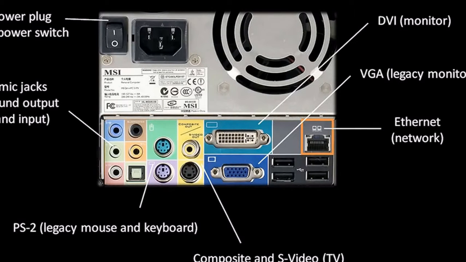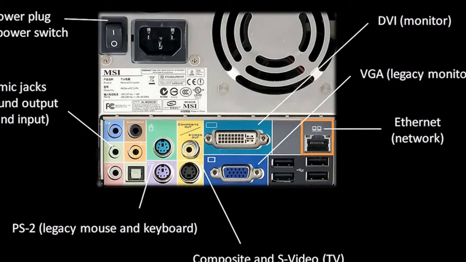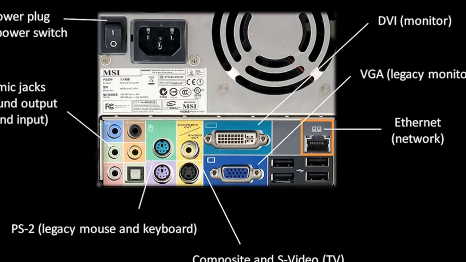This connector on the right, which looks like an oversized phone jack, is for Ethernet, which is the most common connection for wired networking. Most commonly, this is the port you use to get an internet connection.